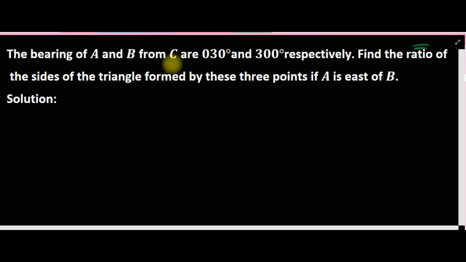The bearing of A and B from C are 30 and 300 respectively. Find the ratio of the sides of a triangle formed by these 3 points if A is east of B. Okay, A is east of B. So I'm saying that this is my, meaning they must lie on the same line.